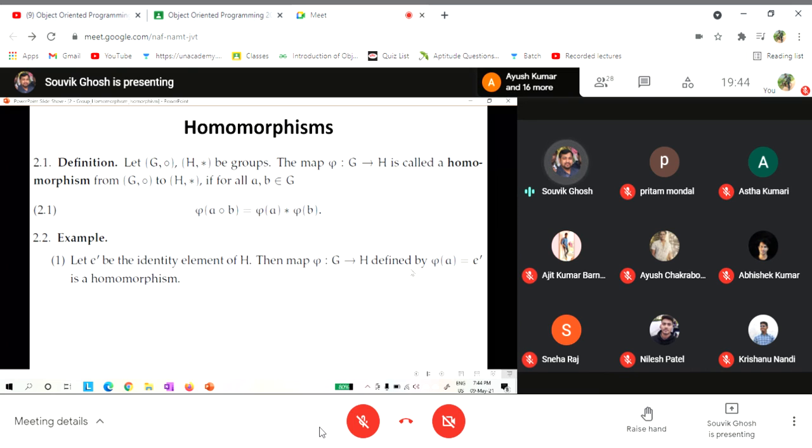How does it define it? It defines that each element from the set G goes to the identity element. That is, if we apply the function to any element of the set G, then it goes to the identity element of the set H. So you have to prove that this is a homomorphism. So let us prove it.